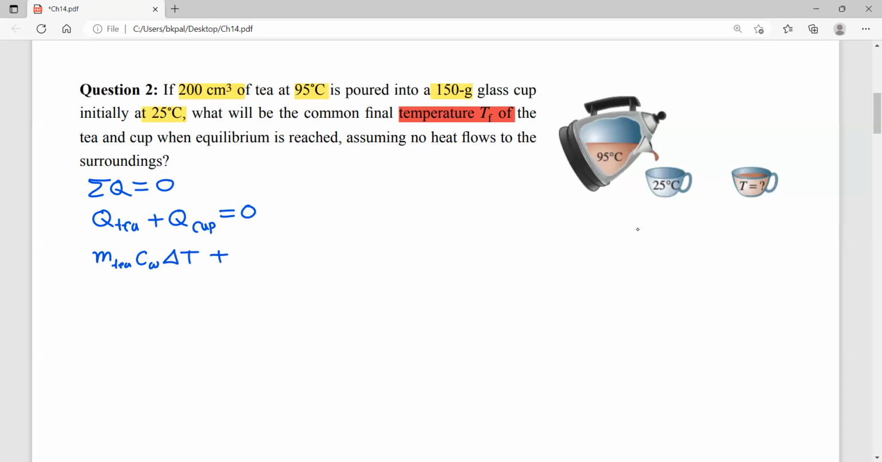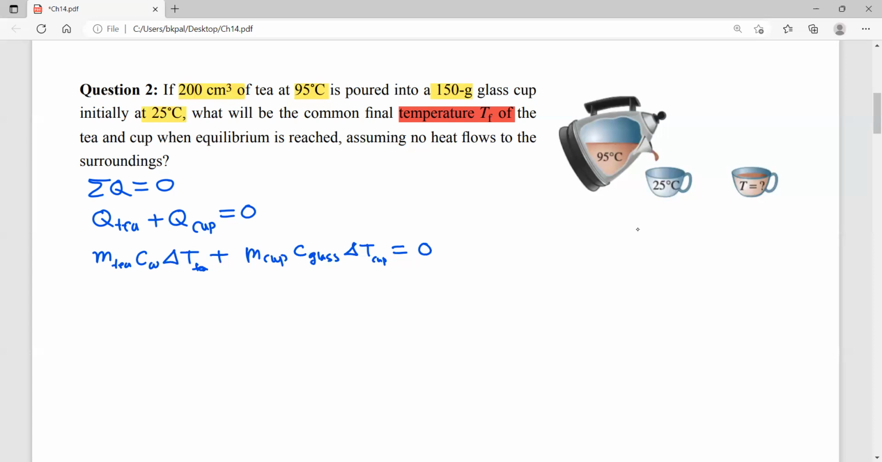And the similar thing for the cup, M cup, and glass, so C glass, and then delta T. So this is the delta T for T, and this is the delta T for cup. Now before we move to this equation, first thing is here the mass of the T is not given.